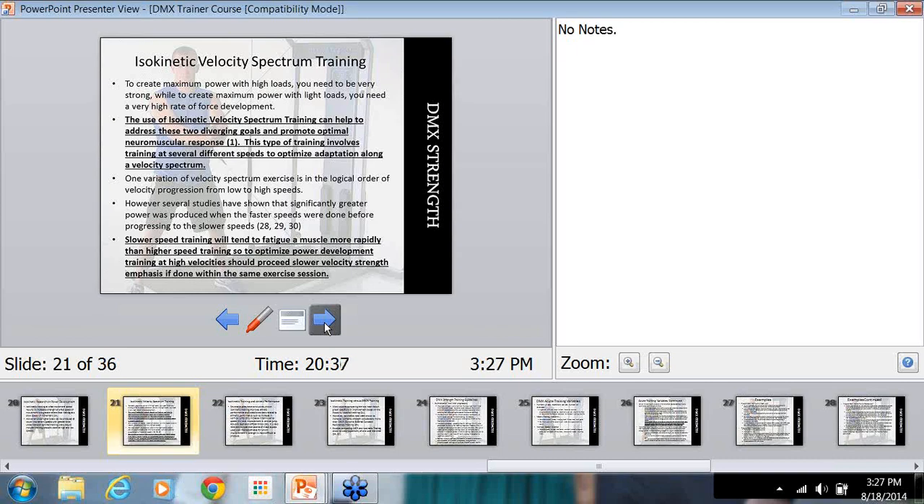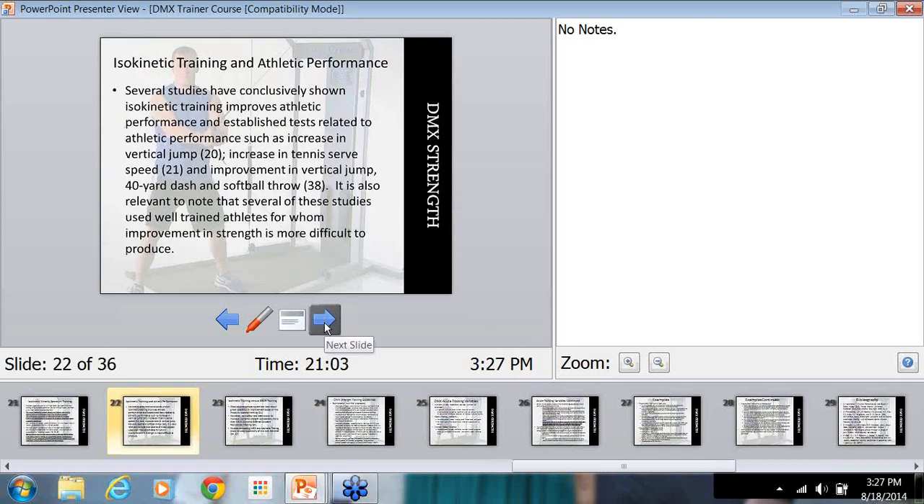The best way to do this, though, again, is to train in several places within the velocity spectrum, high and low. You can either do that through one workout focused on slower speed, higher force development, and another workout with higher speeds and lower force development, but focusing on producing higher force during speed, or you can mix them together within the same workout, obviously.